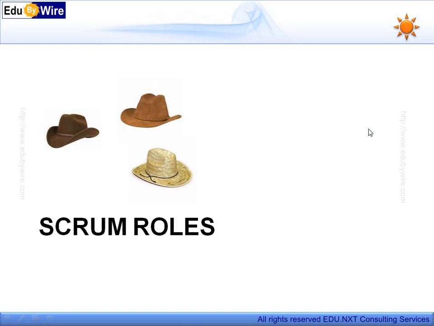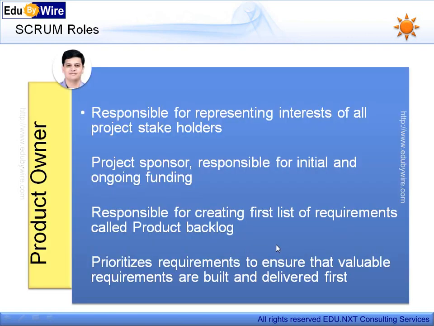Let us now understand various roles in Scrum. There are only 3 roles in Scrum: Product Owner or Customer, then Scrum Master and Team Member. Let us understand the Product Owner role.